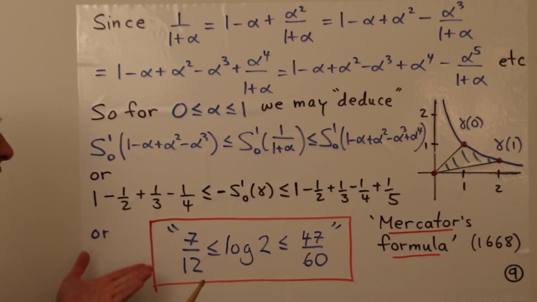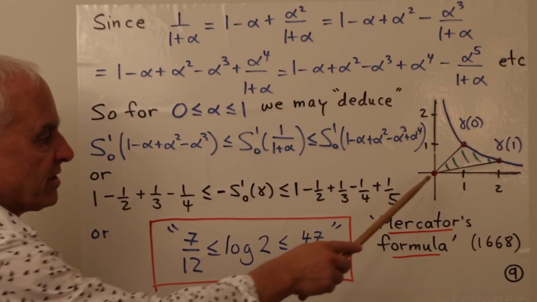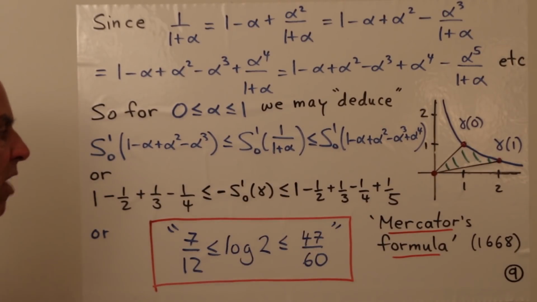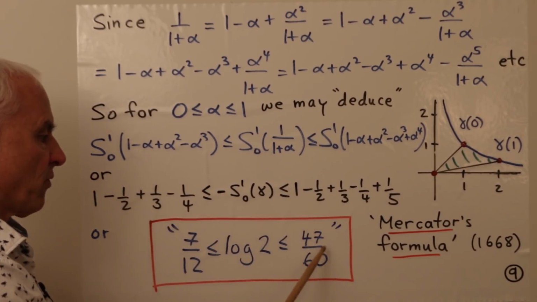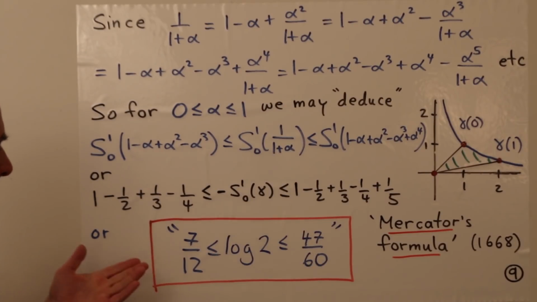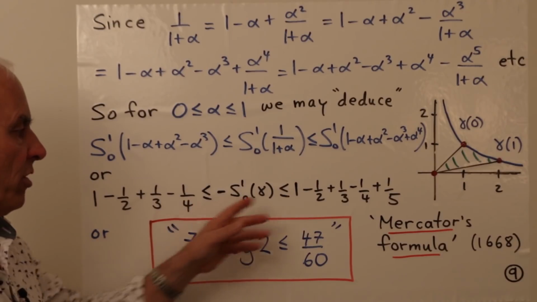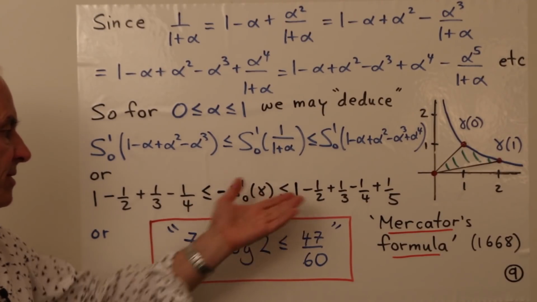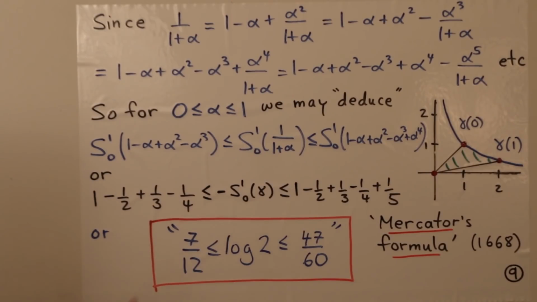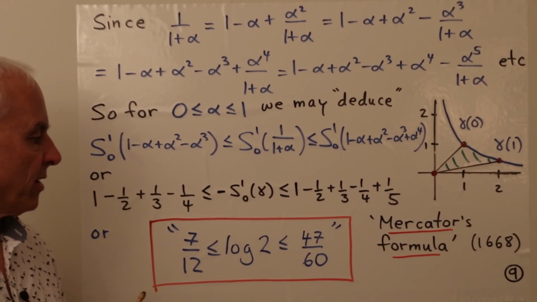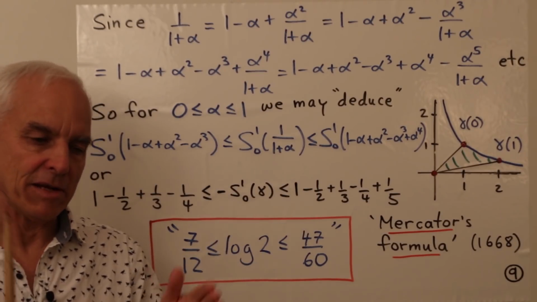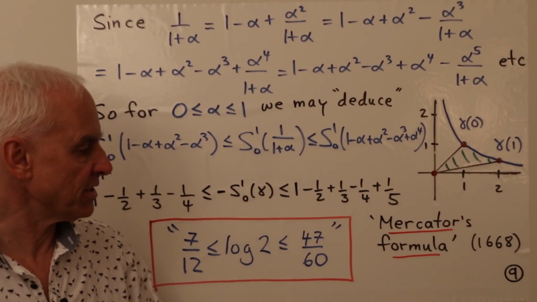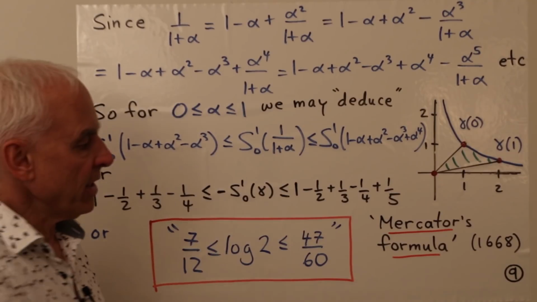Okay, so this gives a special case of Mercator's formula, that the log 2, which is ostensibly this value here that we're trying to approximate, is between this value, which turns out to be 7 over 12, and this value, which is 47 over 60. And clearly we could just jack this argument up by adding more terms. It's sort of clear that the formula is going to generalize to more terms. So we've got this nice sandwiching result, so we can get at log 2, whatever it is, in an approximately better and better fashion. All right, so this is a very important formula going back to Mercator in 1668.